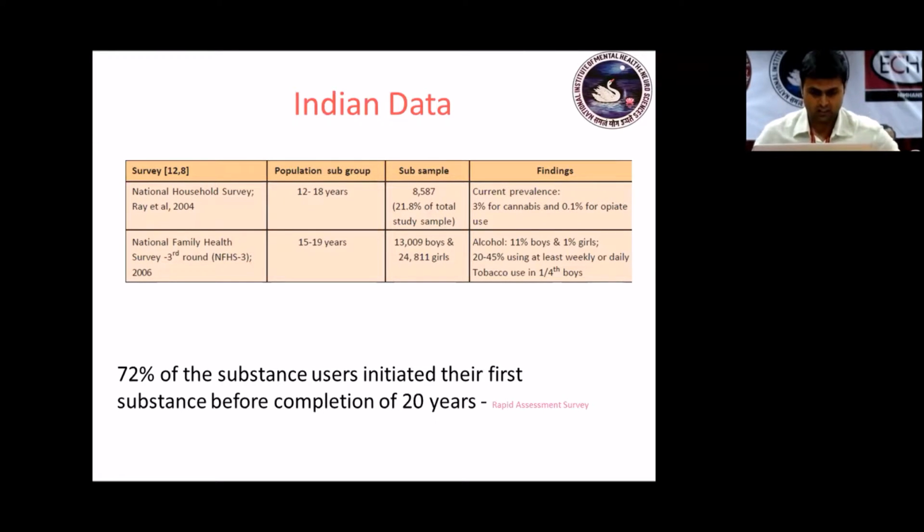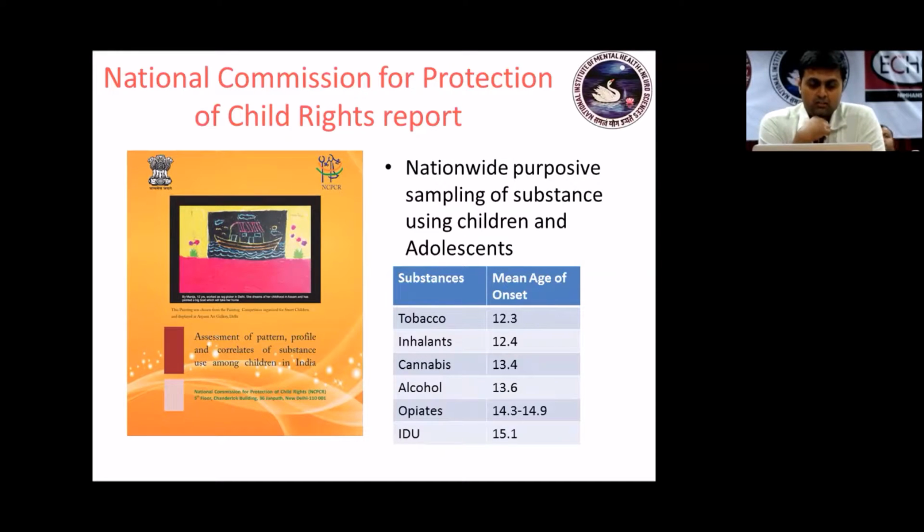This is one report where I will spend some time. Yeah, this is a study report by the National Commission for Protection of Child Rights and the NIDTC AIIMS. This is purposive sampling of substance using children and adolescents. This is not a general population survey. This is a survey of children using substances. And the best part is it's the first nationwide survey of such sort.